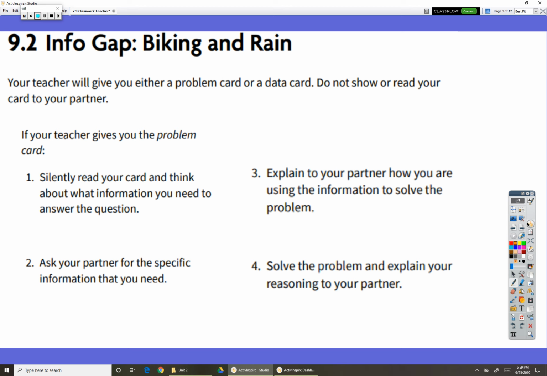So here's what happens. If you get the problem card, which is what you're going to get right now, you're going to silently read the card and think about what information you need to answer the question. You can only ask your partner for the specific information that you need, and if the information is on your partner's card, your partner can give it to you. You need to explain to your partner how you are using the information to solve the problem, and then you need to solve it and explain your reasoning to your partner. So we're going to do 2 examples together in this video.